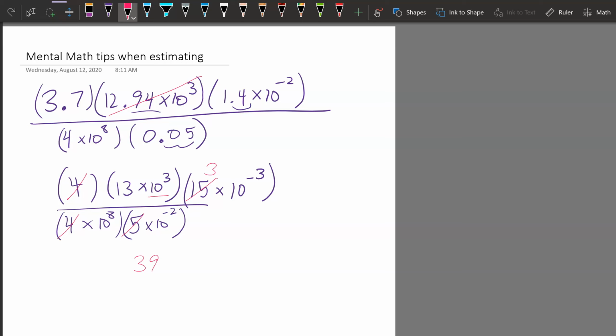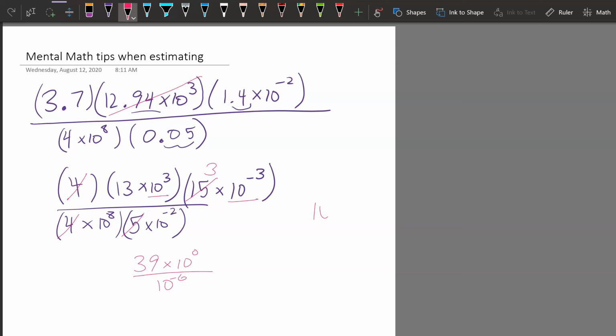There's a 10 to the 3 here and a 10 to the negative 3 here. So that's 10 to the 3 times 10 to the negative 3. That's just 10 to the 0. So I'm done with the top. The bottom is, there's still a 10 to the 8 and a 10 to the negative 2.